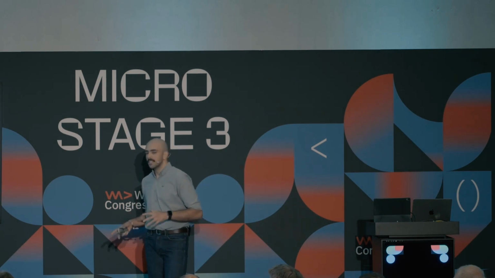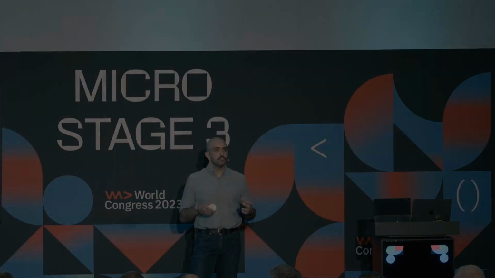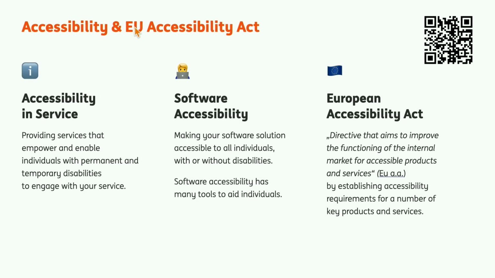Accessibility and service. A service is something that you provide for individuals to aid them in their daily work or in daily life. Accessibility in service is enabling this service for all individuals, whether they are disabled or not, whether it is situational disability, temporary disability, or permanent disability. And since software is a service, this also applies to it.